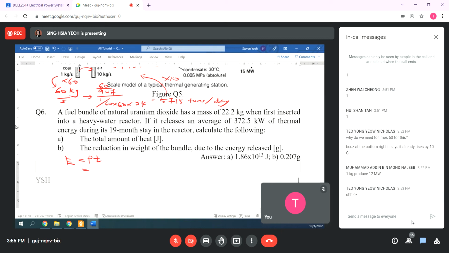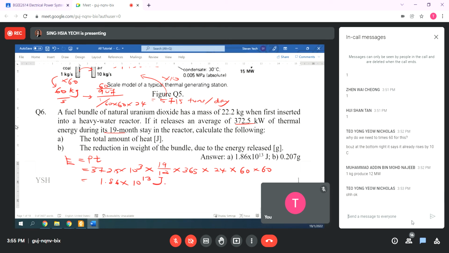So power will be this 372.5 kilowatt times 10 to the power 3. Time will be 19 months. So normally we need to change it to seconds. So 19 divided by 12 months times 365 days times 24 hours times 60 times 60. So energy will be equivalent to 1.86 times 10 to the power 13 joule.